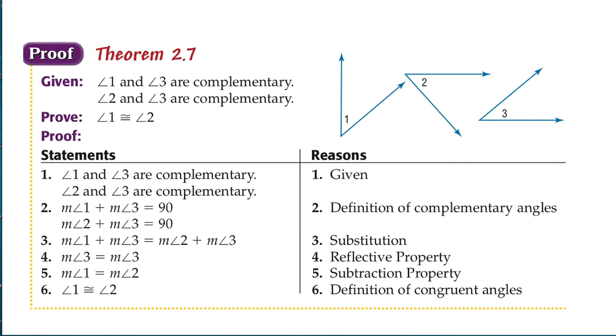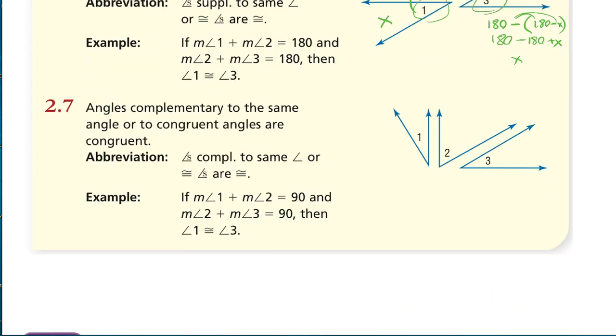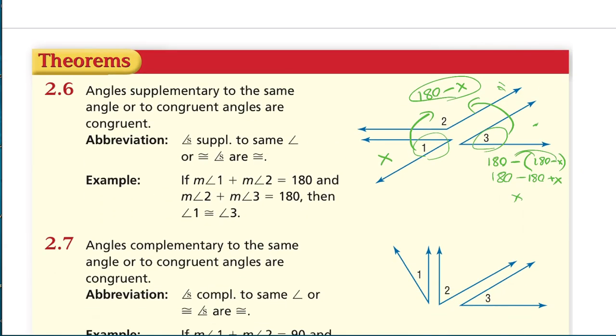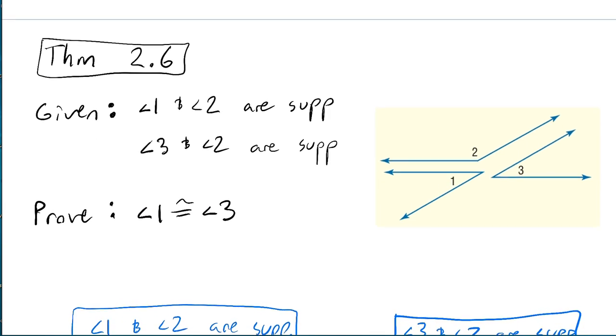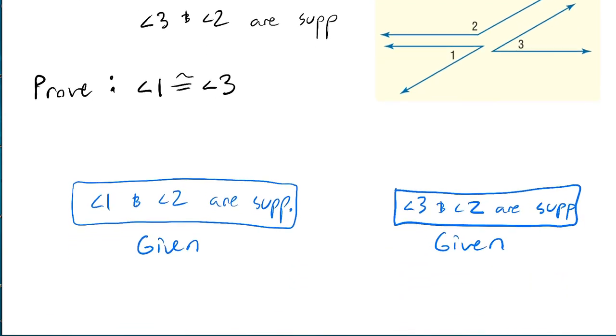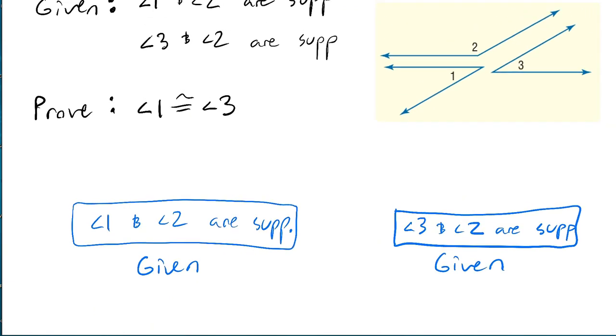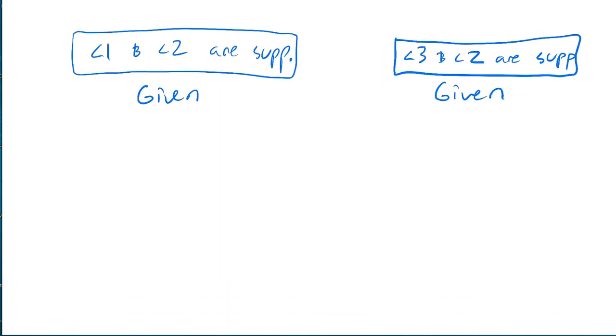So I put the proof of complementary right here just so you can see how the book did it in a 2-column format. And then I'm going to go ahead and prove 2.6, the supplementary one, because we're going to do that pretty often, okay? So I set it up here. We have angle 1 is supplementary to angle 2. Angle 3 is supplementary to angle 2. We want to prove that angle 1 and 3 are the same. So let's start with the two givens in this diagram. And then we're going to say, okay, well, if they're supplementary, what do we know? Well, this tells us that the measure of angle 1 plus the measure of angle 2 equals 180 degrees.